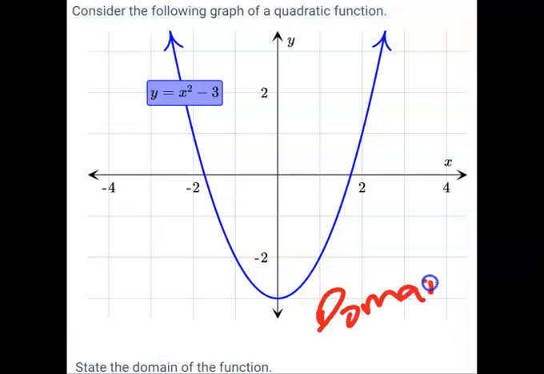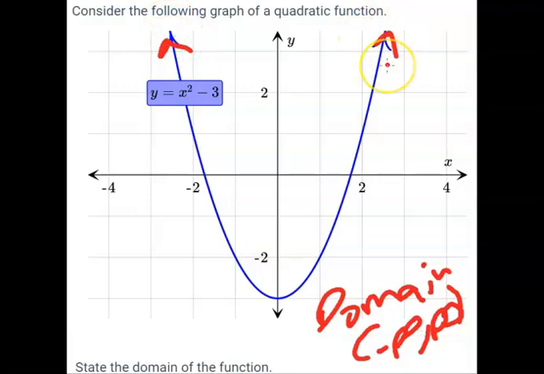Domain for every quadratic is always going to be negative infinity to infinity. So don't sweat the domain. They're always going to be the same. They never stop going to the right. They never stop going to the left, meaning it crosses all the x values there is. So domain is always going to be the same thing for these: negative infinity to positive infinity. So when in doubt, just know for quadratics and parabolas, domain is always the same.